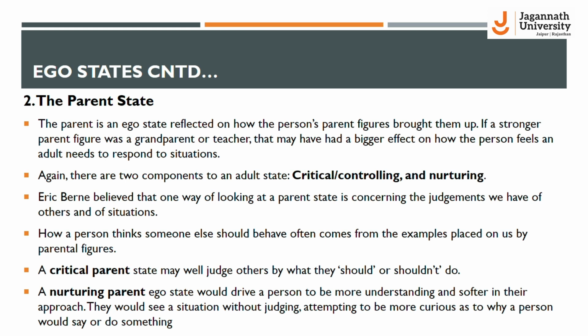The parent state is an ego state that reflects how the person's parent figures brought them up. If a stronger parent figure was a grandparent or teacher, that may have had a bigger effect on how the person feels an adult needs to respond to situations. So basically, the impressions of the behavior of the strong parent figure in our life decide the kind of parent state an individual will have. Again, there are two components to this parent state: critical or controlling, and nurturing.